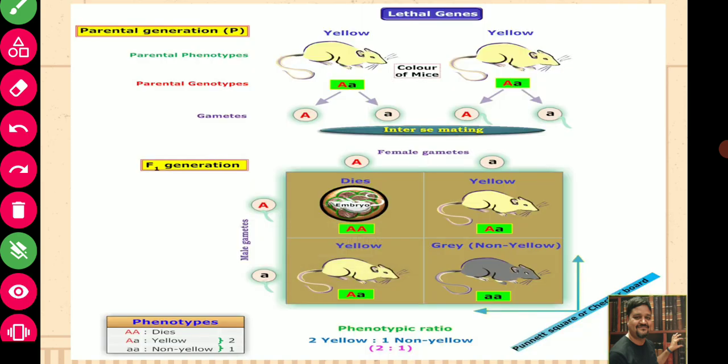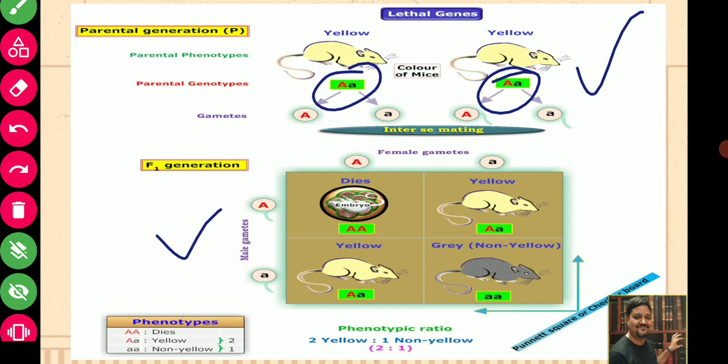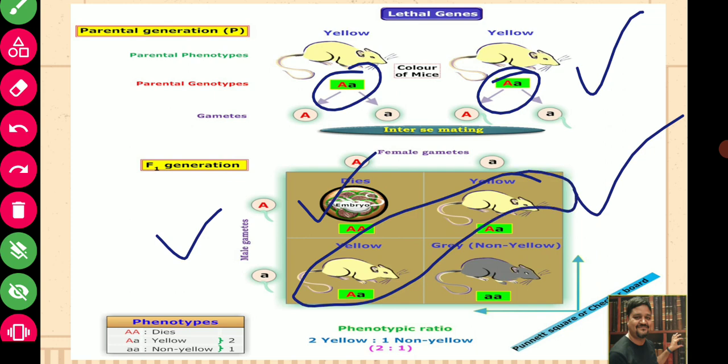Here is what Cuénot did, as we saw in the first slide, shown in the form of a Punnett square. He intermated yellow mice with yellow mice. Suppose the yellow mice were heterozygotes, capital A small a, crossed with capital A small a. In the Punnett square, capital A capital A, the homozygous dominant progeny, dies in the embryonic stage. The two yellow mice are heterozygous, and the one homozygous recessive is the gray mouse. So the phenotypic ratio will be 2:1 instead of 3:1, because the homozygous dominant organism will die.